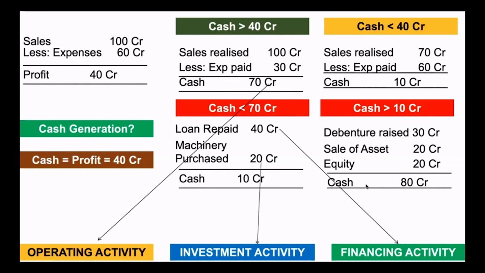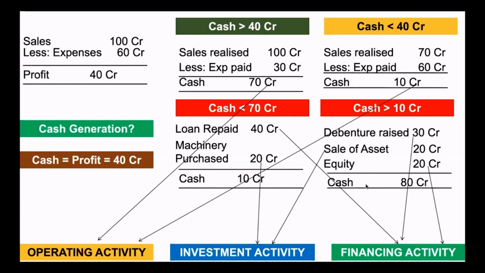Look at this machinery purchase of 20 crore. They are investing their money. It's an investment activity. Whereas this debenture of 30 crore money coming in is a result of financing activity. And they have sold assets for 20 crore. They are disposing of their investments, which is a result of investment activity. Whereas this equity of 20 crore which had come in is a result of financing activity. And finally the 10 crore cash is a result of operating activity.